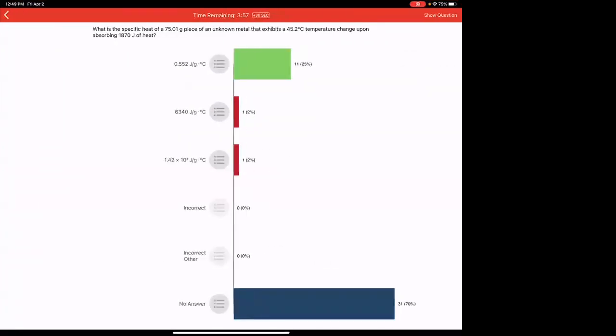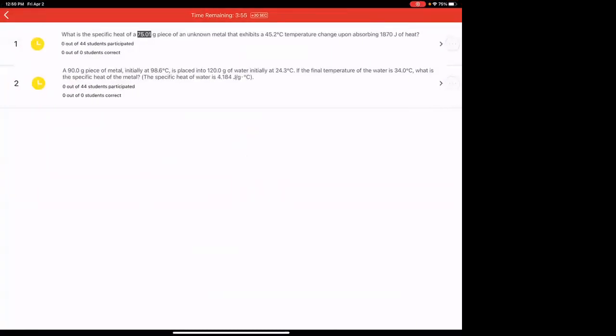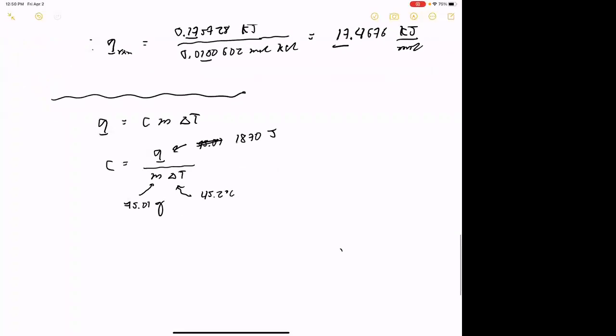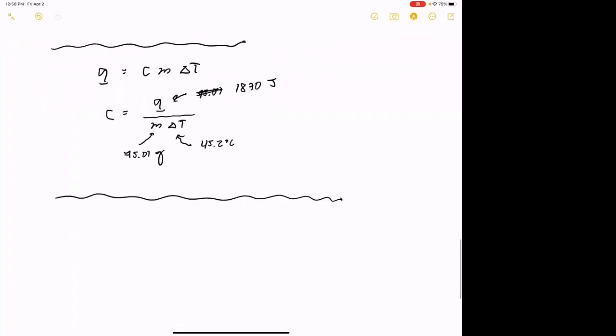Can you do number 2 as well? Yeah, we can do the setup real quick. Let's just look at it. Okay, it looks like a metal going into water. And again, you're gonna have to feed me some information here. The setup on this is gonna be the same thing. The Q of the metal is gonna equal the Q of the H2O, right? And the metal started out hot and it got cold, didn't it? So I should have a negative there by the metal.